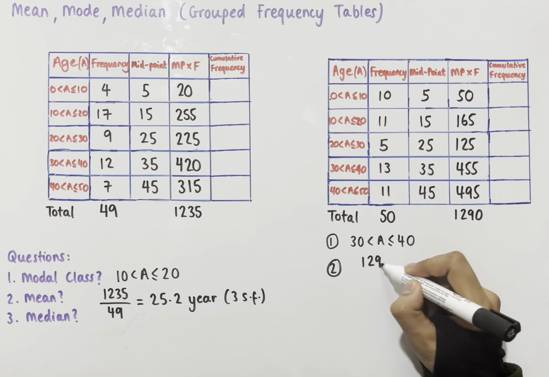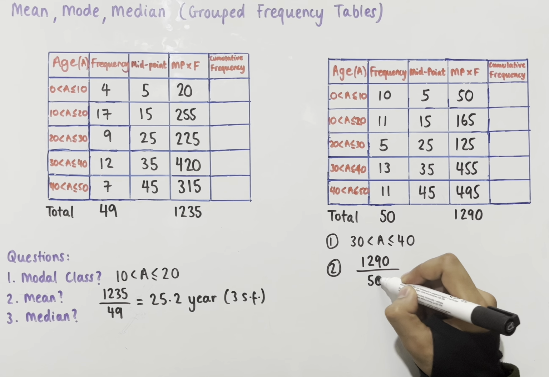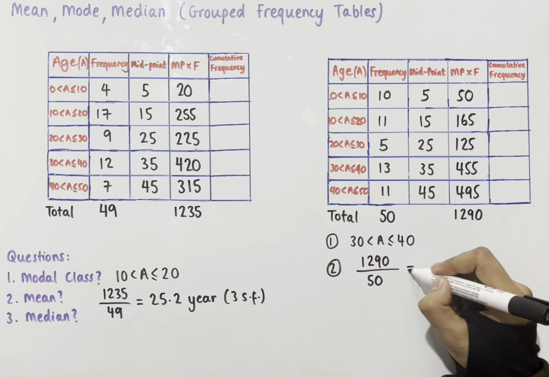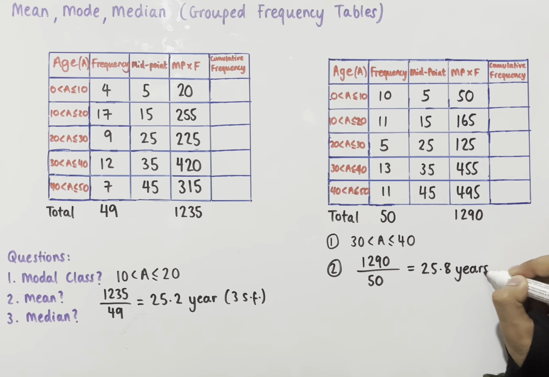So 1,290, which represents the total age of everyone, divided by 50, which is the total number of people, and this equals 25.8. The units are years, and this is rounded to 3 significant figures.